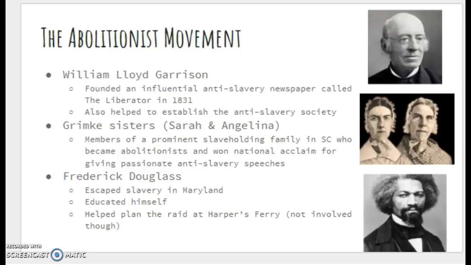And then lastly, we have Frederick Douglass at the bottom. He actually escaped slavery in Maryland and even educated himself. He became a very prominent speaker for the abolitionist movement and one of the key figures in this movement. He even helped plan the raid at Harper's Ferry, but he wasn't involved, so luckily he didn't get in trouble for that.